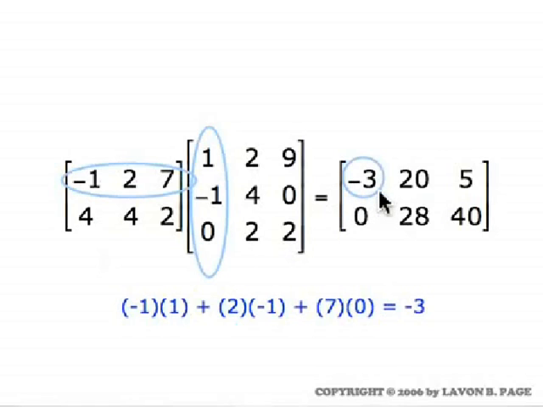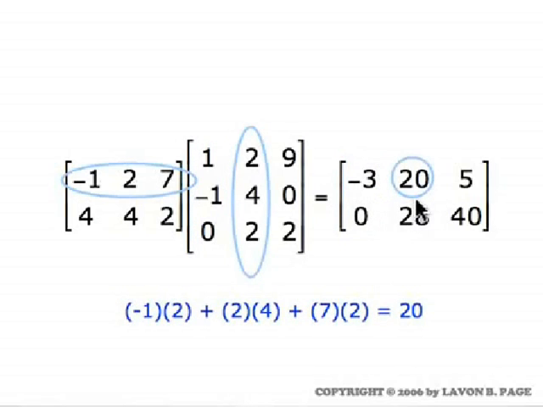To determine what goes in the row 1, column 1 position, we do row 1 of the left matrix times column 1 of the right matrix. Minus 1 times 1 plus 2 times minus 1 plus 7 times 0 is minus 3. The entry in row 1, column 2 is determined by multiplying row 1 of the left matrix times column 2 of the right matrix. Minus 1 times 2 plus 2 times 4 plus 7 times 2 is 20.